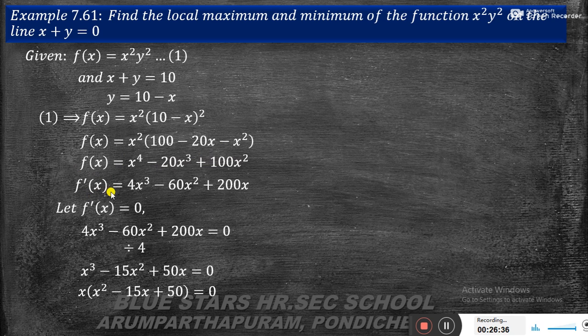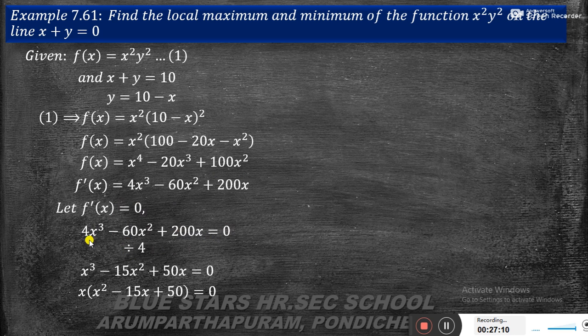Now I take the f dash of x. F dash of x equals, now I take the differentiation. Differentiation of x power 4 is 4x cube, minus 20 into differentiation of x cube, which is 3x square, so minus 60x square, plus 100 into differentiation of x square, which is 2x, so plus 200x. Therefore f dash of x, now I take f dash of x equal to 0. So 4x cube minus 60x square plus 200x equals 0.